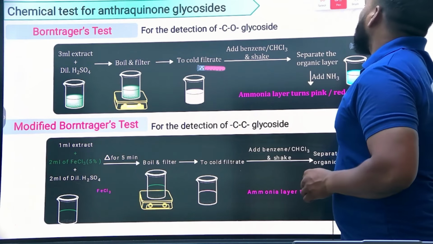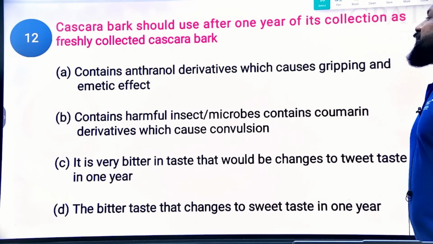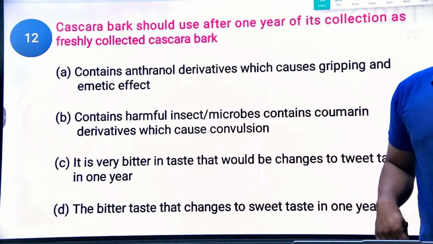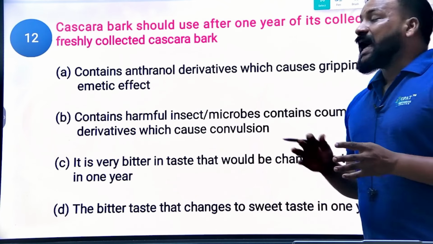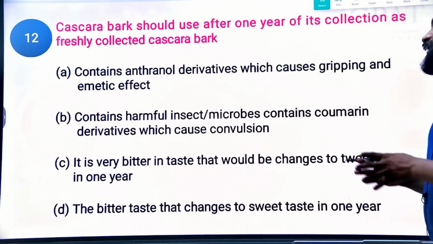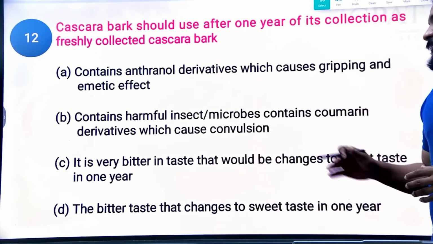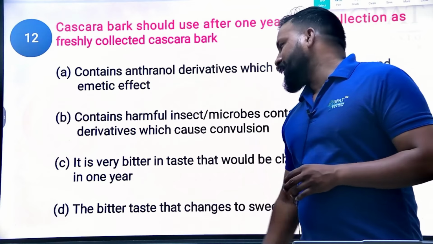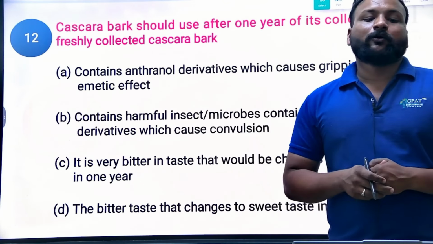Next question. Cascara bark should be used after 1 year of its collection, as freshly collected bark contains: option A, anthranol derivatives which cause griping and emetic effect; option B, harmful insects and microbes; option C, anthranol derivatives which cause conversions; or option D, a very bitter taste which would change to a sweet taste in 1 year. What is the right answer?